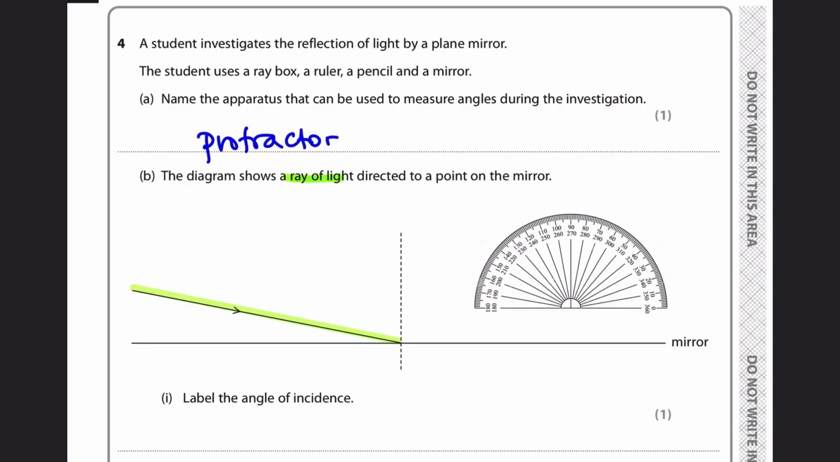Right, let's make this a multiple choice. Which one is the angle of incidence? A, or is it B, or is it C? Which one? Angle of incidence. The answer is B.